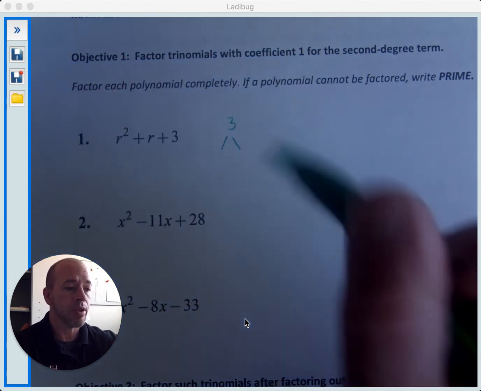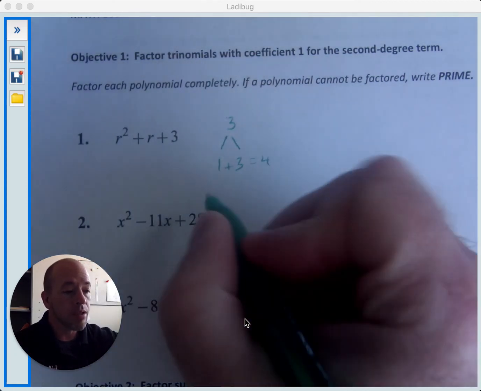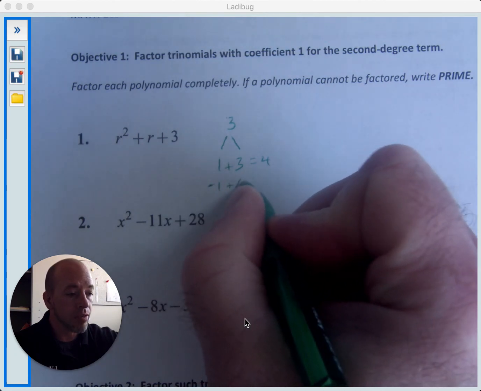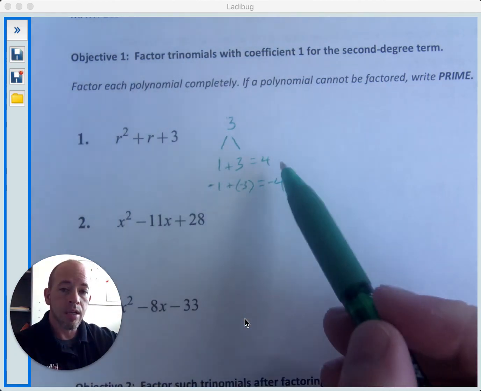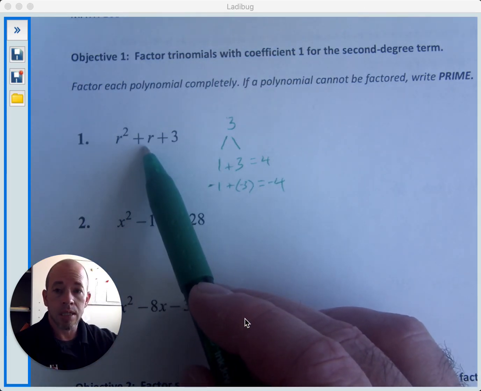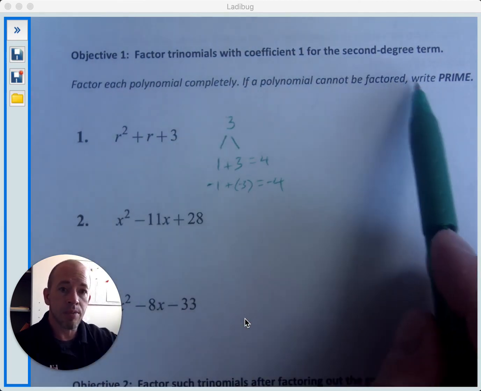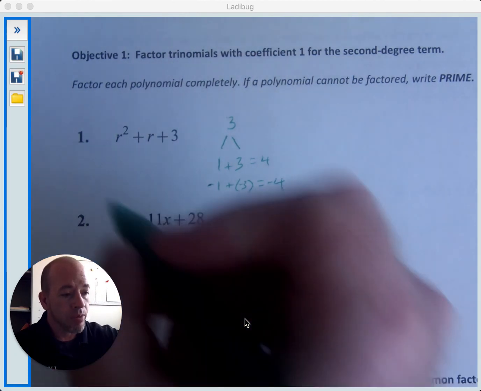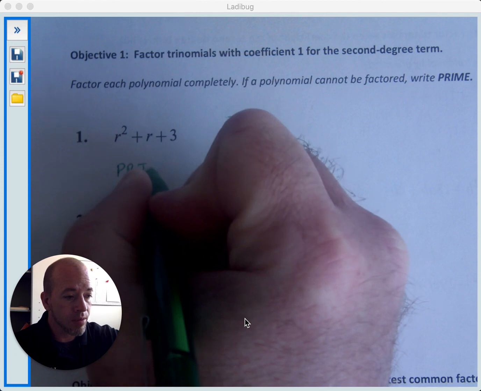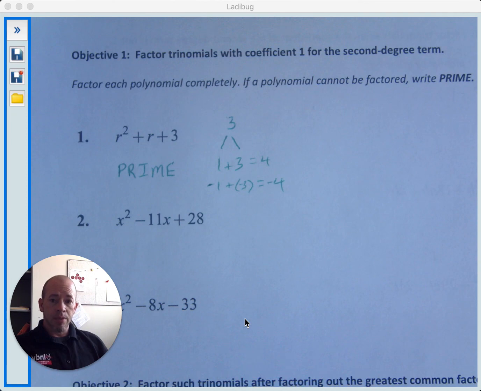The only factors of 3 would be 1 and 3. If we add those together, we get 4. Or we could use negative 1 and negative 3. If we add those together, we get negative 4. Neither of those results in 1, which means this is an unfactorable trinomial. When a trinomial is not factorable, we say it's prime. Okay? So this one is prime. Now most of these you are given will be factorable, but I wanted to start with an example that was not, as a special case where you just can't find anything that will work.